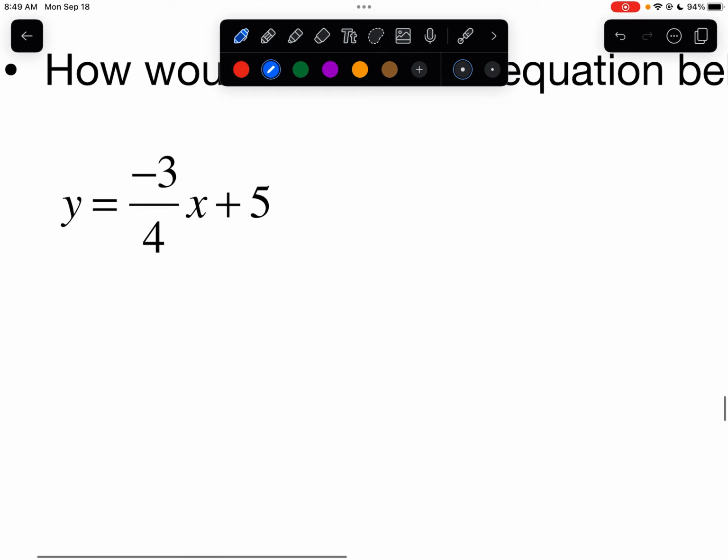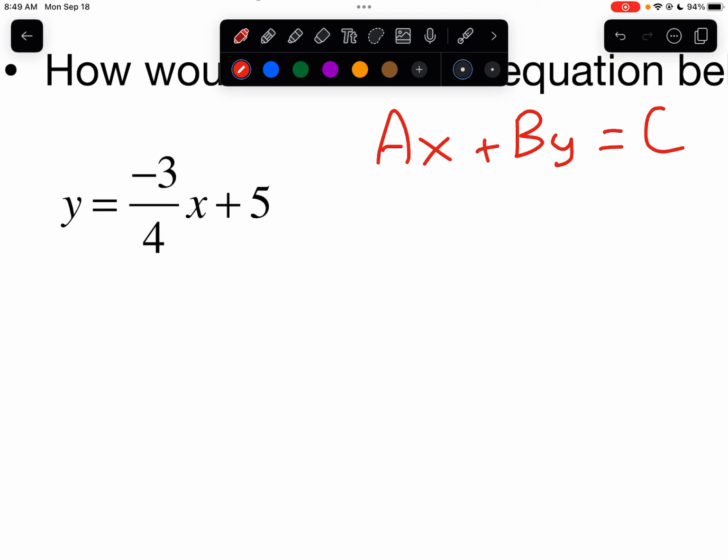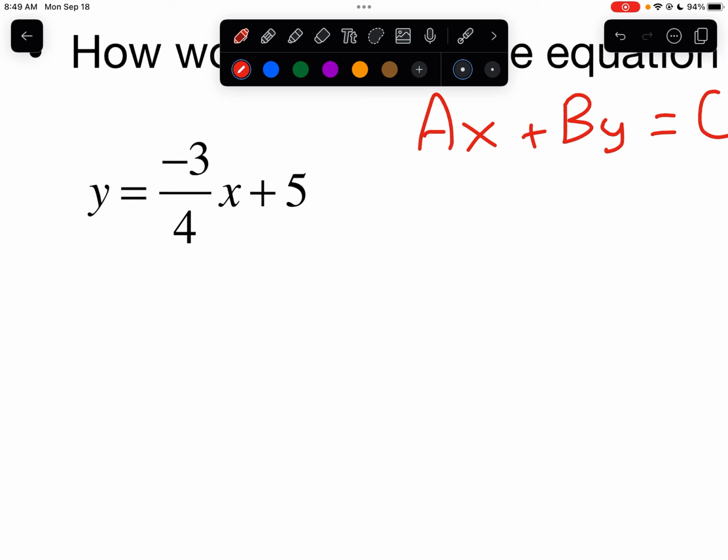If the goal is to turn this into a standard form equation, we got to get x and y on the same side, and we need all of our coefficients to be integers so that we have a standard form equation. Well, starting by getting x and y on the same side, one way that we can manage that is to take this negative 3/4 x and add it to the left-hand side. Add it to both sides, I should say, keeping it balanced, but then moving it to the left-hand side. So then we have 3/4 x plus y equals 5.